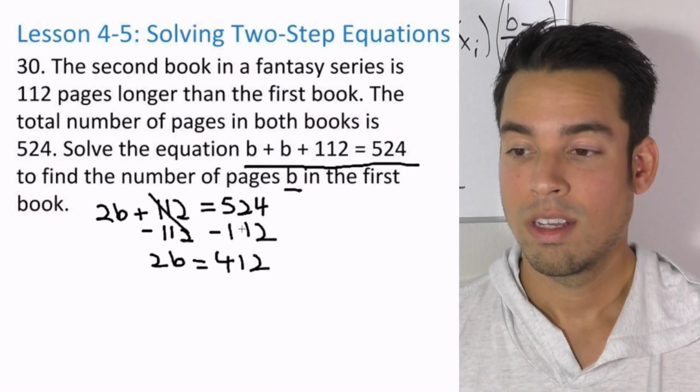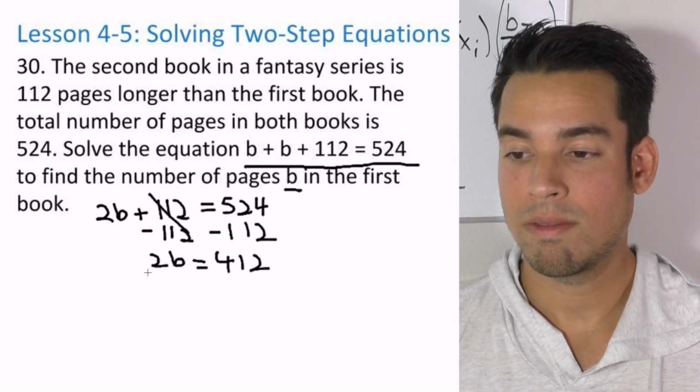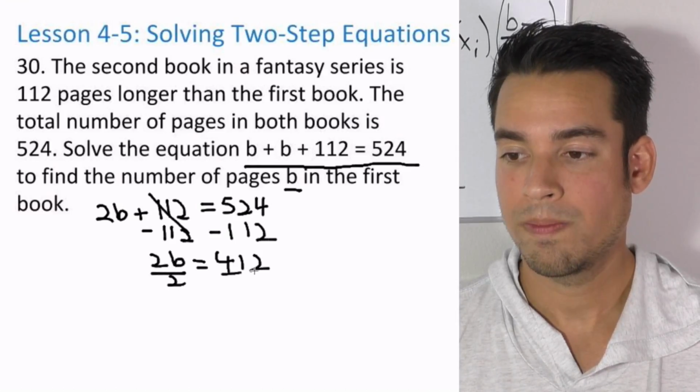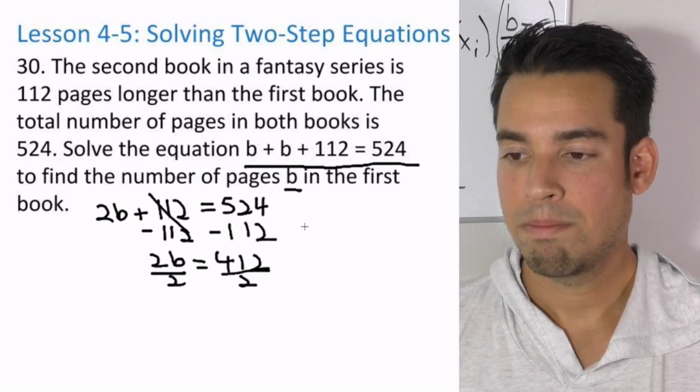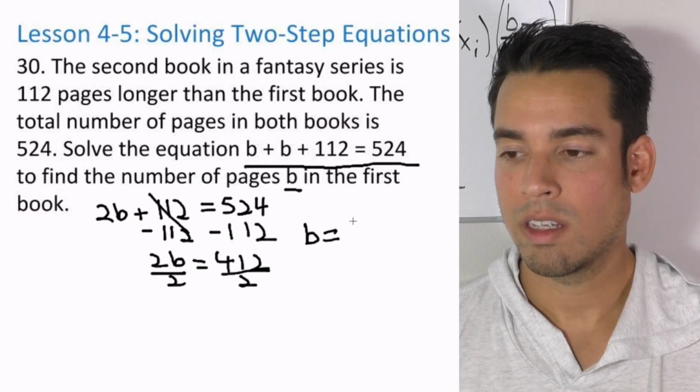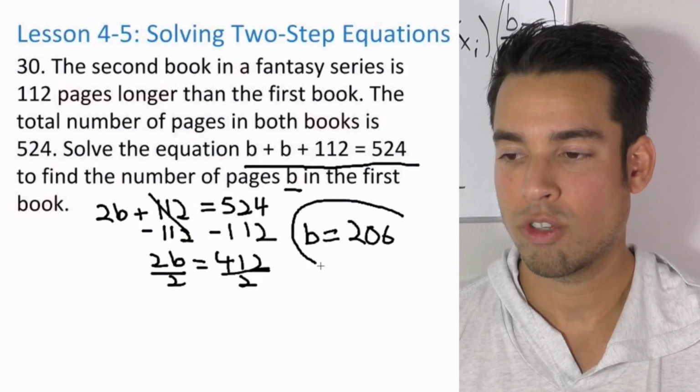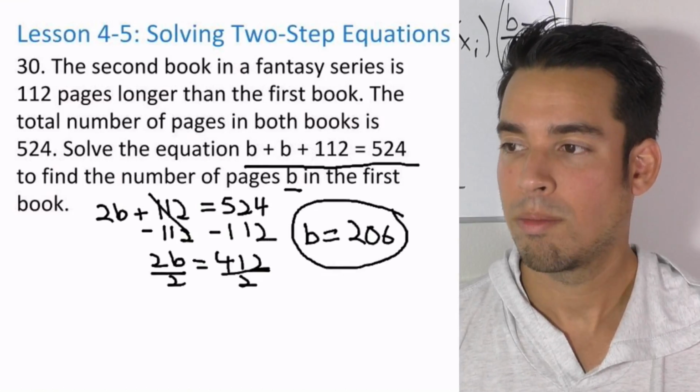Again, you can do this on paper if you don't feel confident doing it in your head. So 412, now last step, we divide both sides by 2. And B will end up giving us 206. So that is the length of that first book, 206 pages.